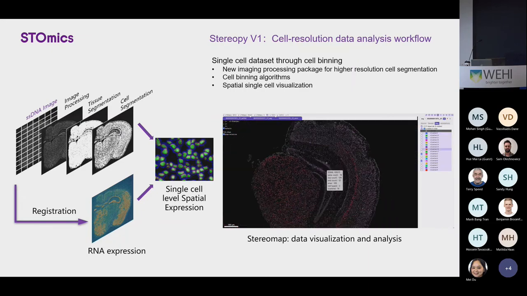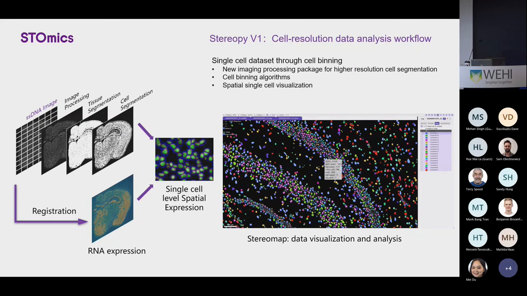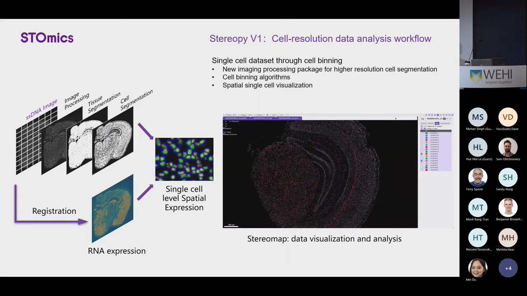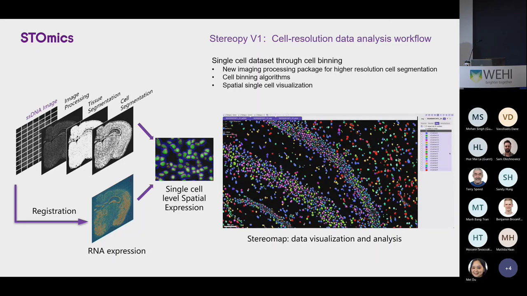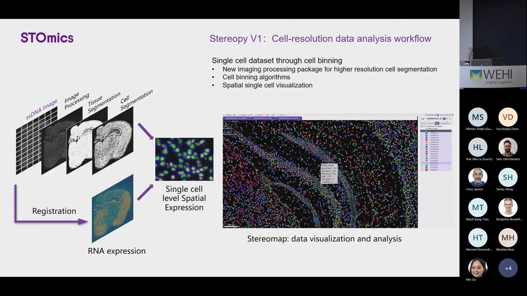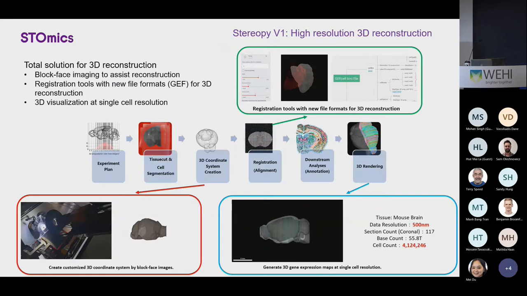And the image-based cell segmentation workflow, we're also going to make that a mainstay of the Stereopy V1, so that you can go through that entire pipeline through Stereopy. And of course, as we do more and more of the Stereo-seq experiments, it'll also open up a lot of need for recreating these three-dimensional atlases. So 3D reconstruction is very important, and we'll have that as part of the workflow too.